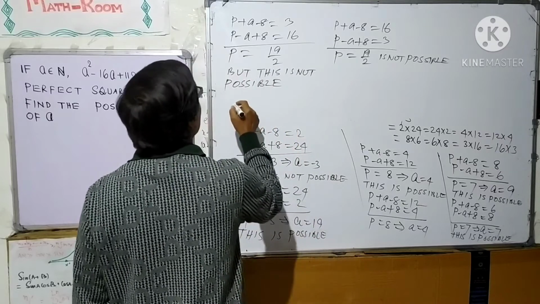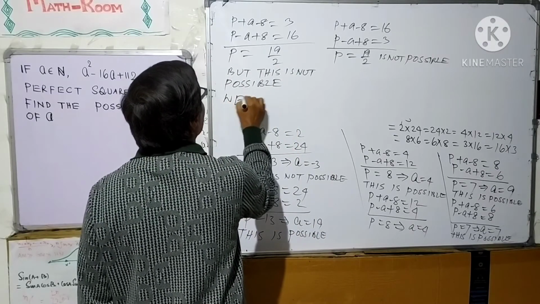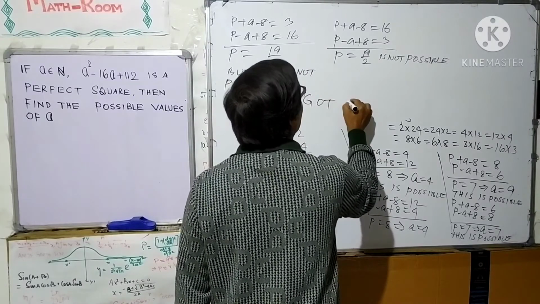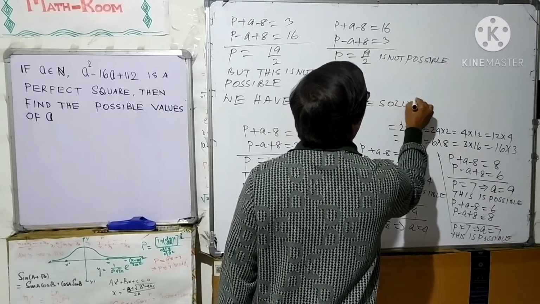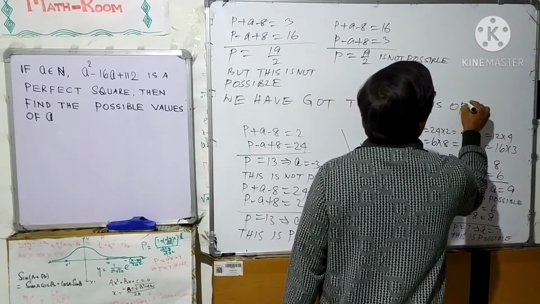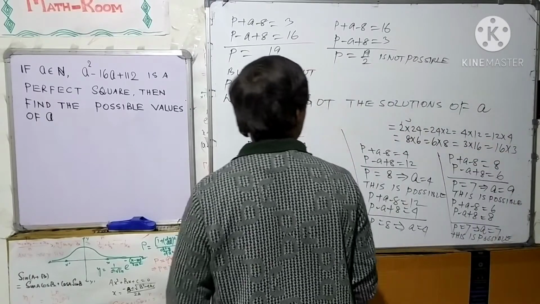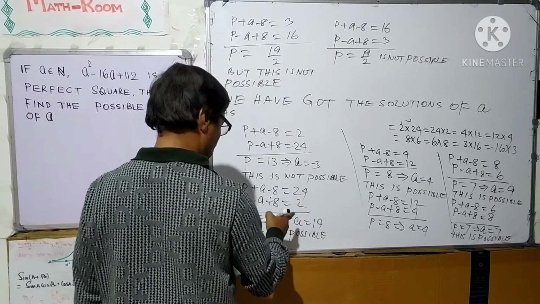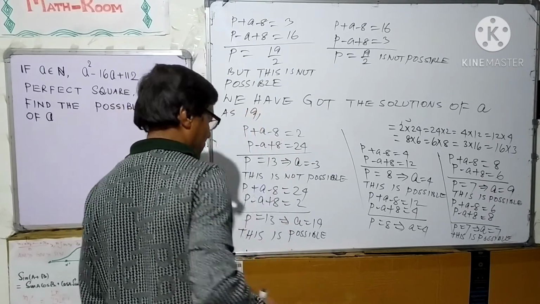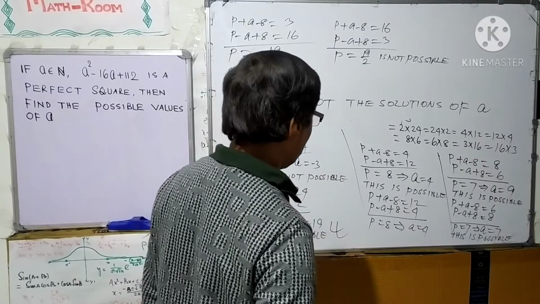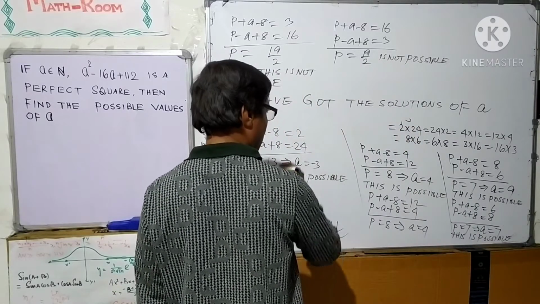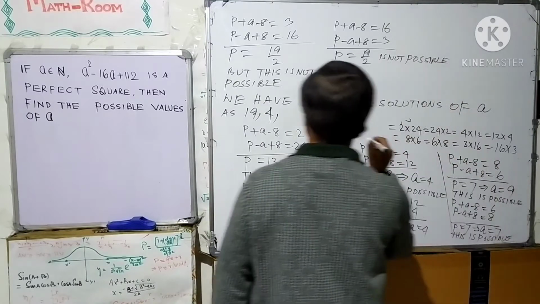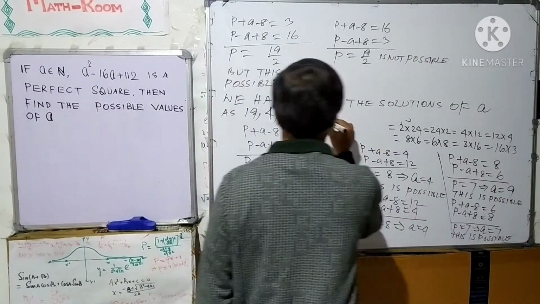So we cannot get any solution from these two sets of simultaneous equations. So here we have got the solutions of a as a equal to 19, which is possible, a equal to 4, which is possible, a equal to 9, which is possible, and a equal to 7.